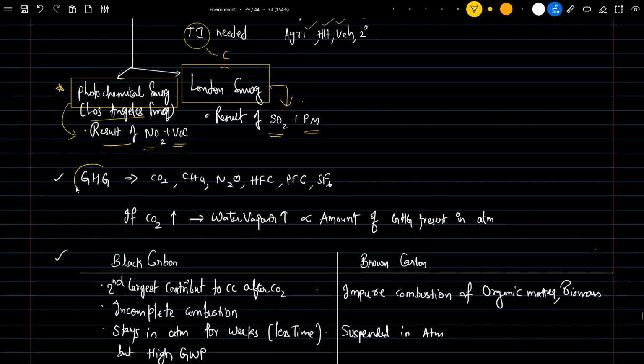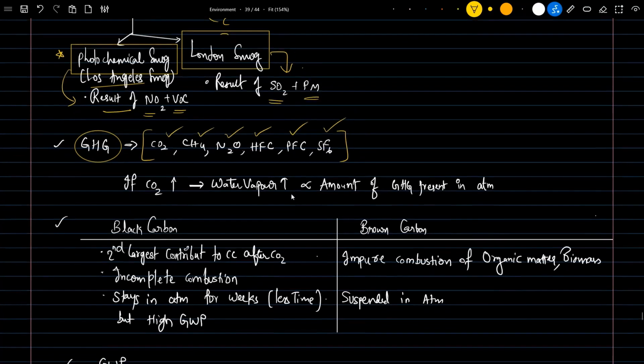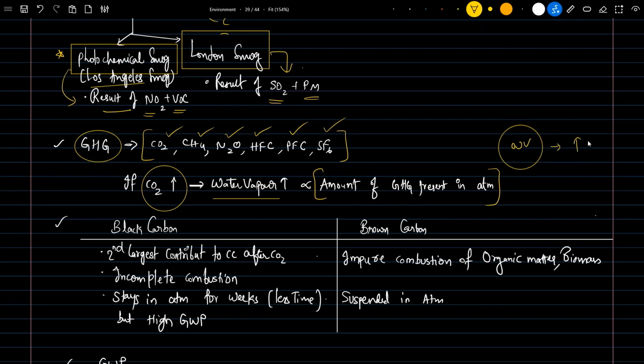Now let's understand what the different greenhouse gases are. These are the popular greenhouse gases: carbon dioxide, CH4, N2O, hydrofluorocarbon, perfluorocarbon, and SF6. Whenever carbon dioxide is increasing, water vapor will also be increasing. What does it mean? It means the amount of greenhouse gases present in the atmosphere. So if there is more water vapor, it indicates that there is more CO2 present in the atmosphere.